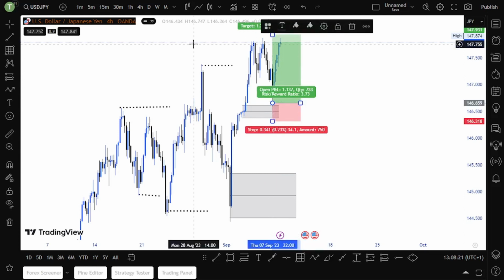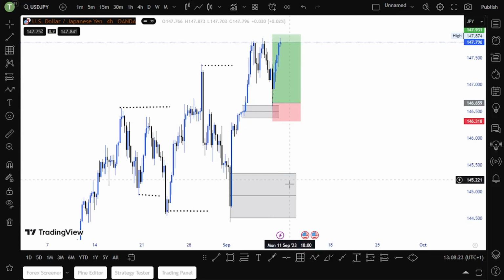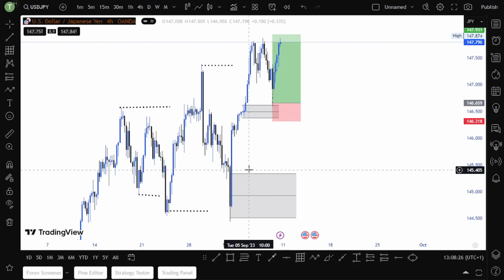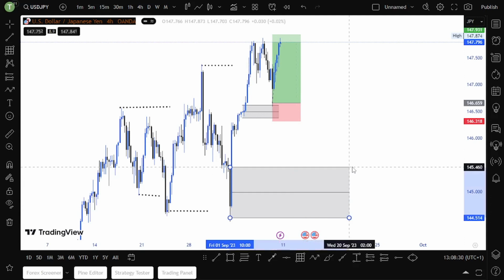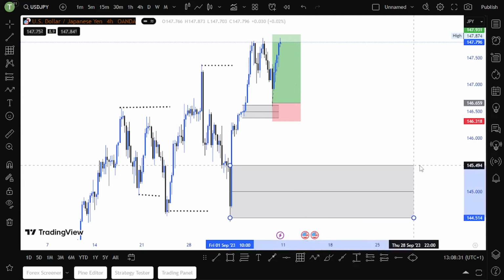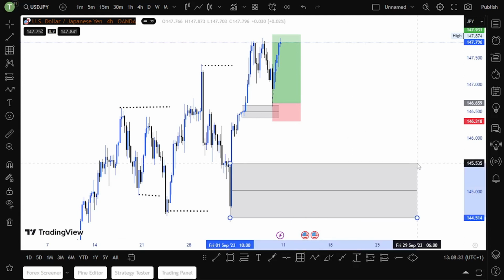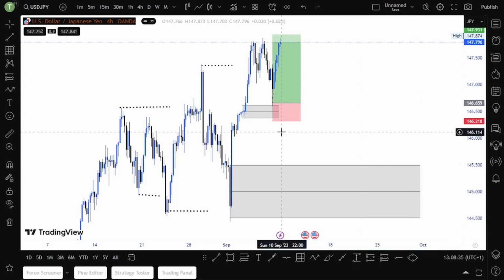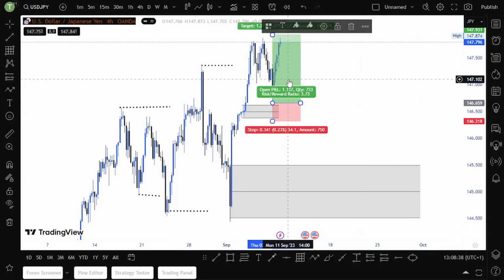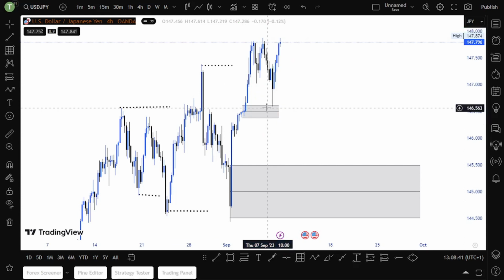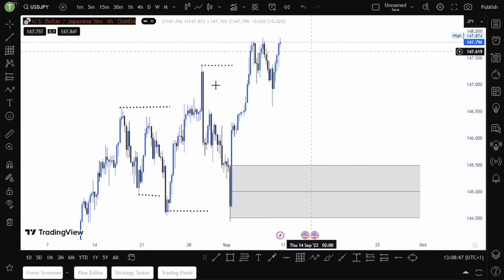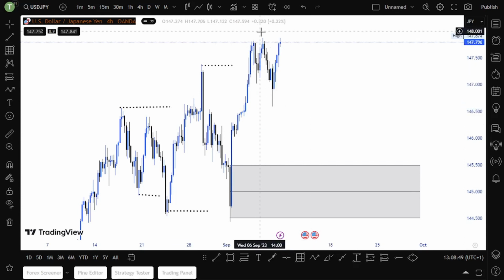But I did not check. I was just waiting for price to come back at a bigger demand zone, which is below here. This is the biggest demand zone that we have. So I was just waiting for price to come back there and I would buy. So we did not enter that buy. Now price is just consolidating around this area. We don't know what is happening here.